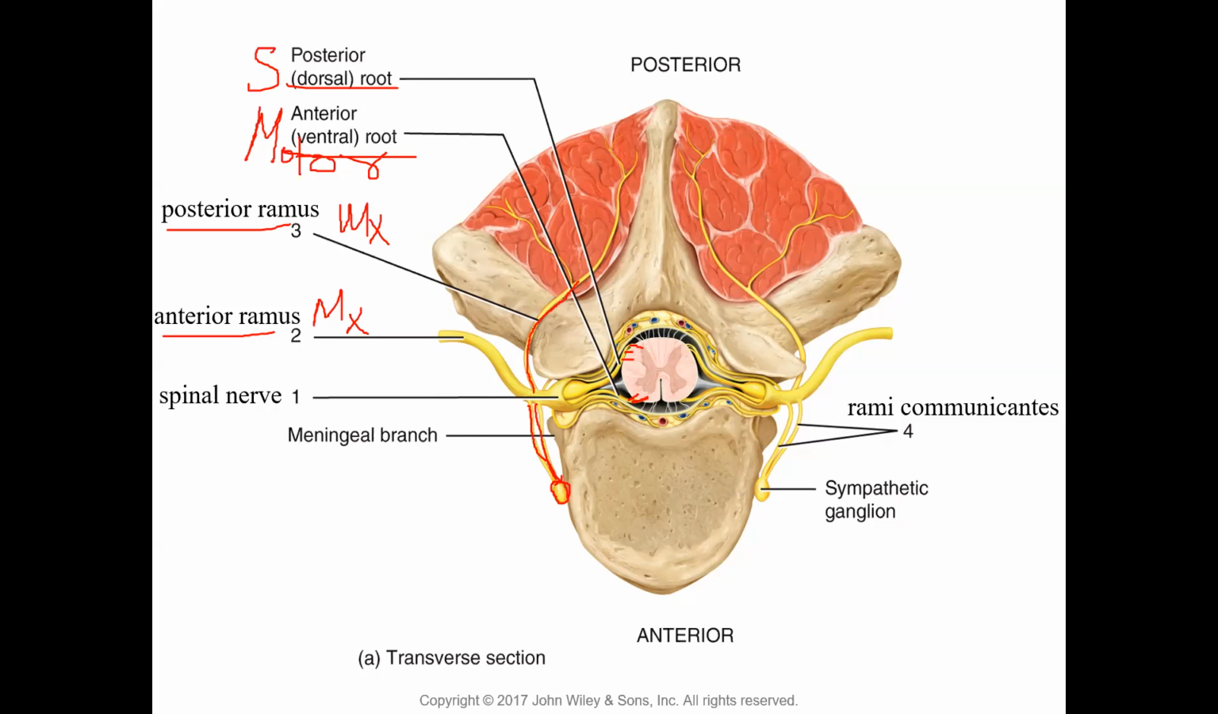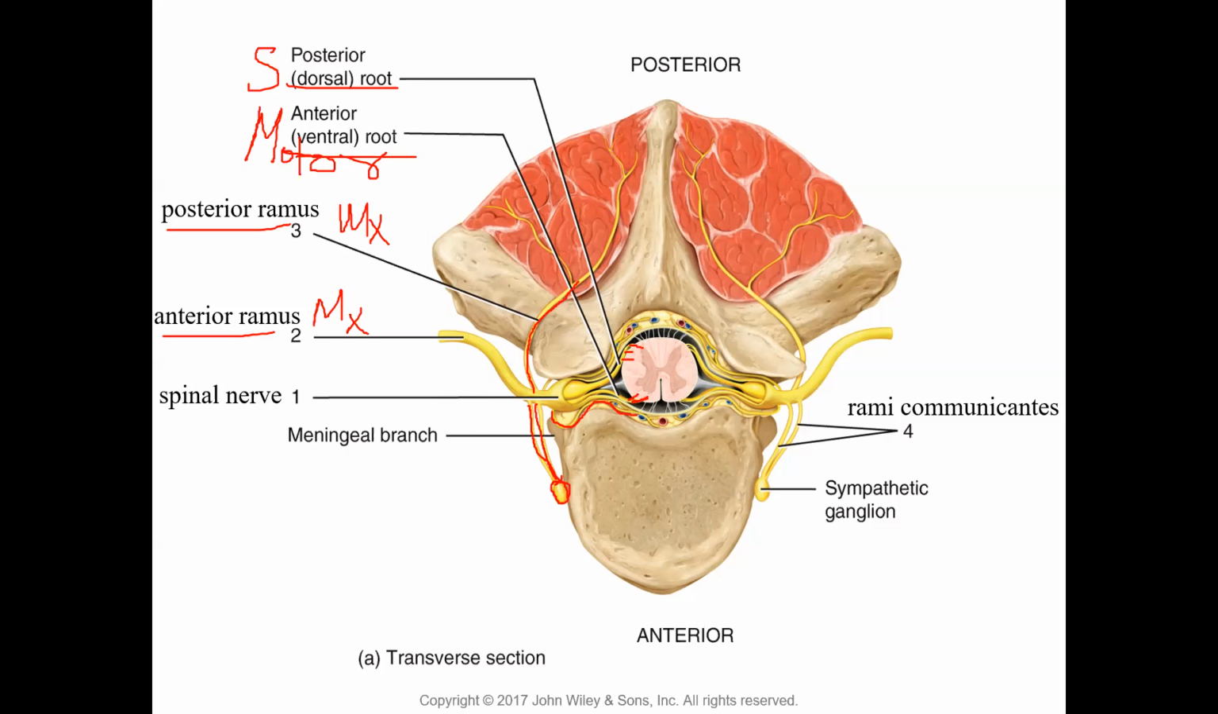And also we have these tiny meningeal nerves coming out. See these little guys? They go back and they innervate the meninges. All right, so branches of the spinal nerve, number 1 is the posterior or the dorsal ramus, 2 is the anterior or the ventral ramus, 3 is the meningeal branch, 4 is the rami communicans. So we have 4 different branches of each spinal nerve at every level.